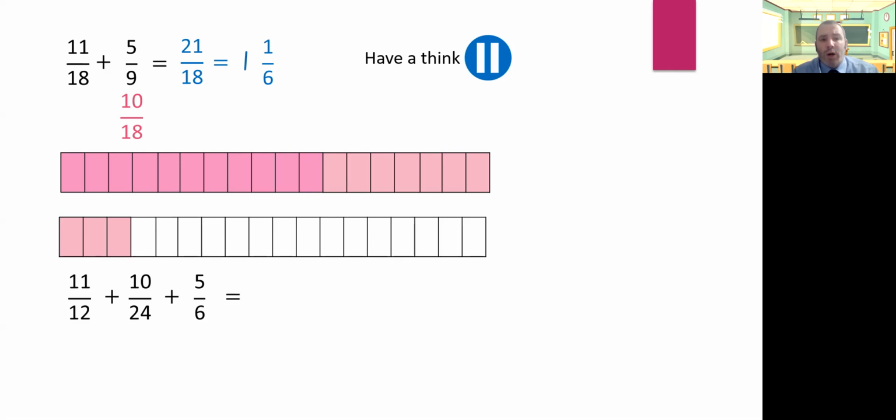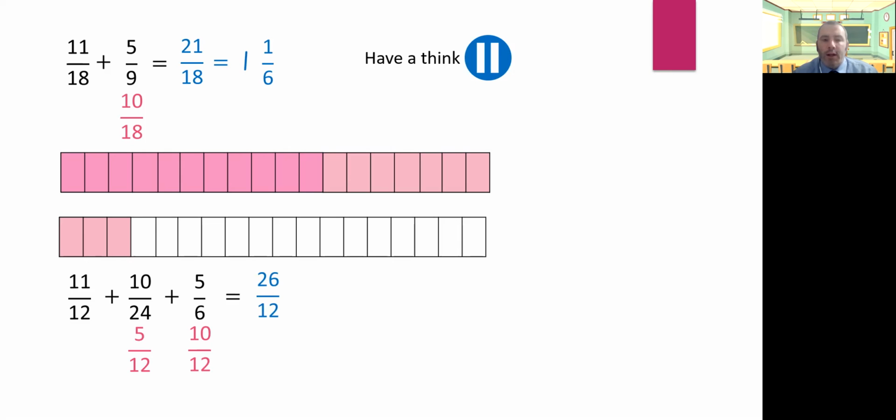So we've got 11/12, 10/24, and 5/6 to add together. So I'm going to make everything equal to 12 because I've got 2 even numbers in 10/24. I can divide it by 2 and get my denominator to 12. So I've now got 11/12 plus 5/12. I've multiplied 5/6 by 2 to give me 10/12. So everything now has got the denominator of 12ths. So I need to add 11 and 5 and 10, which gives me 26/12.